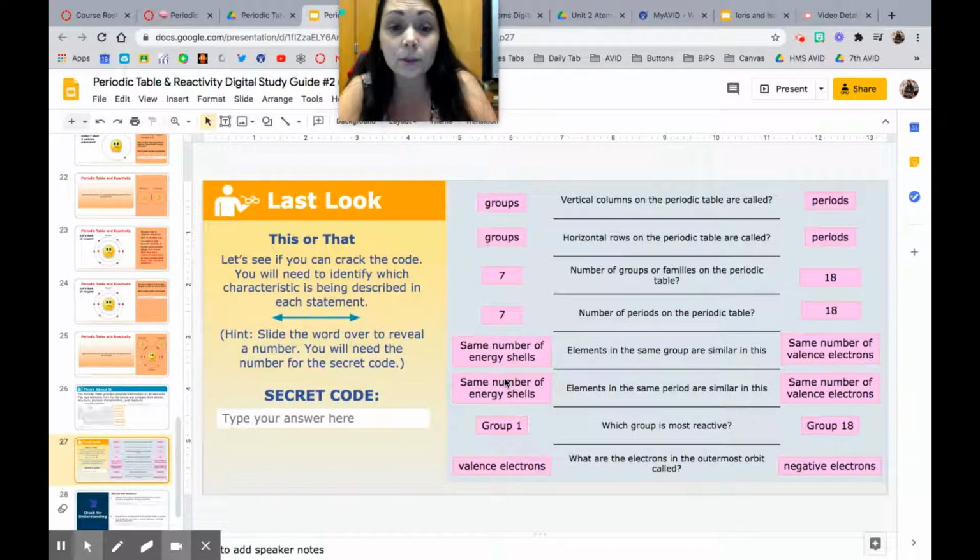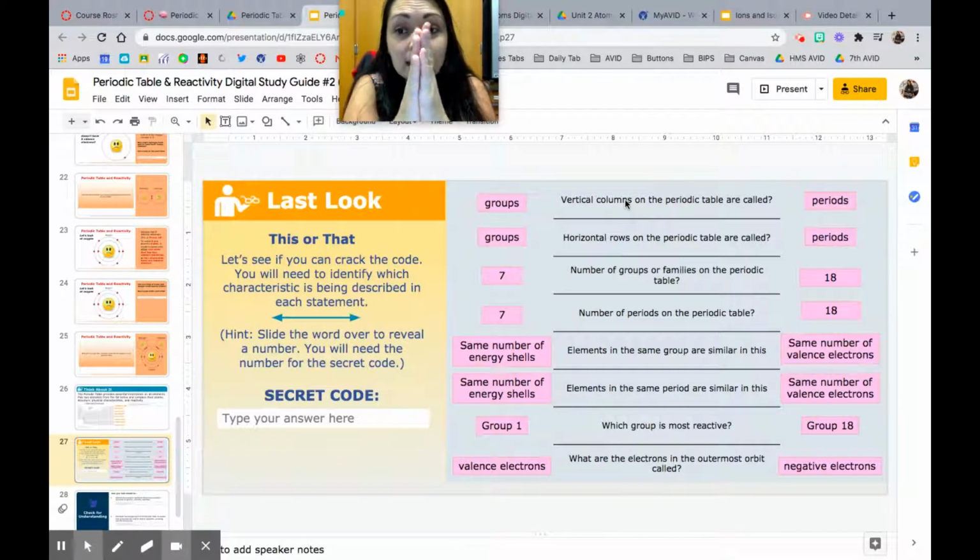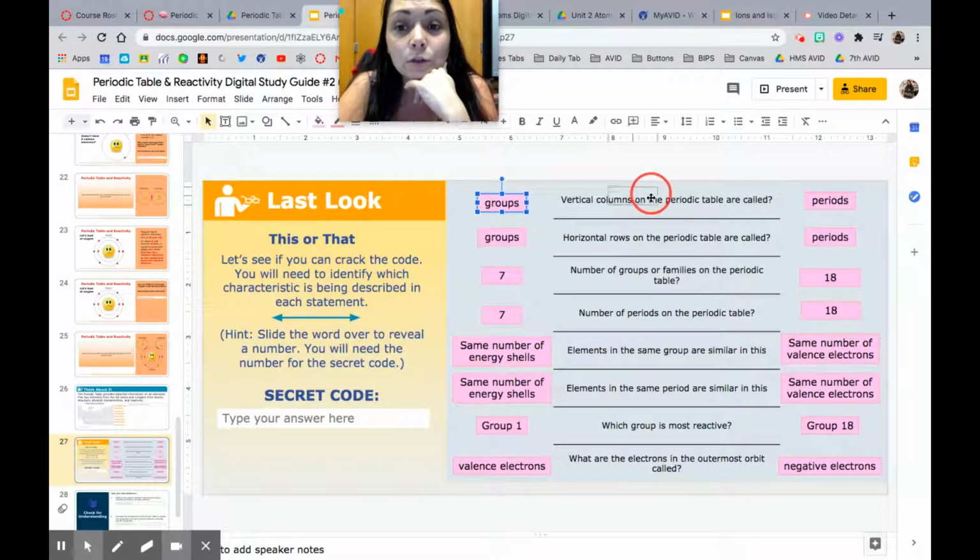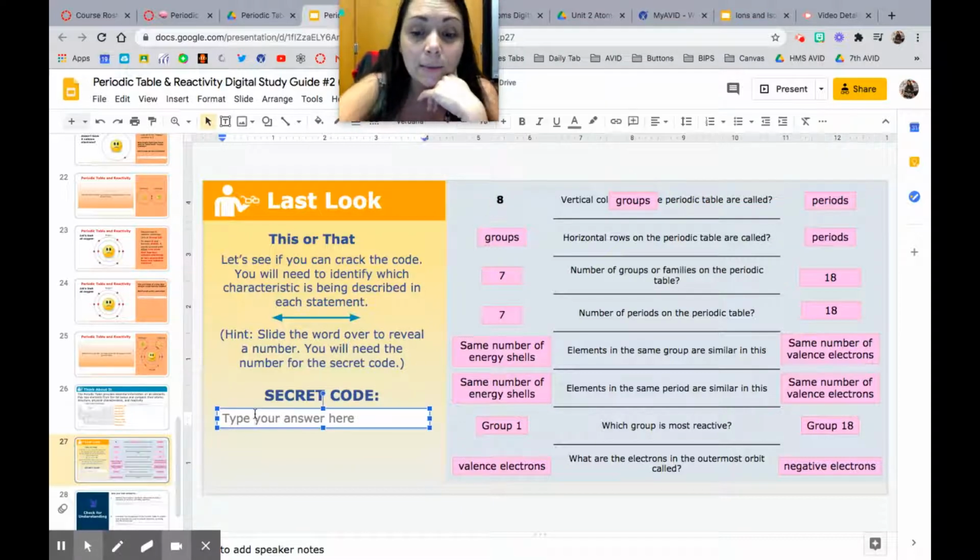And then, y'all, this is similarly so, this or that. So what are vertical columns? Vertical is up and down. Are they called groups or are they called periods? I think they're called groups, so I'm going to pull it right there. And the number is 8. So then in here, I'm going to type number 8 as the first number of my secret code.